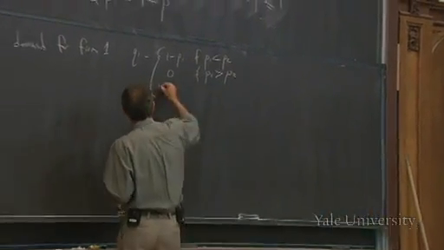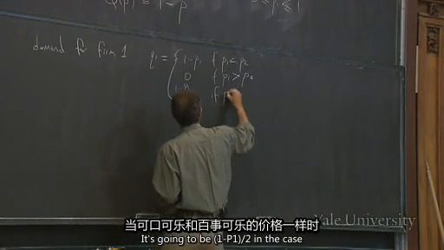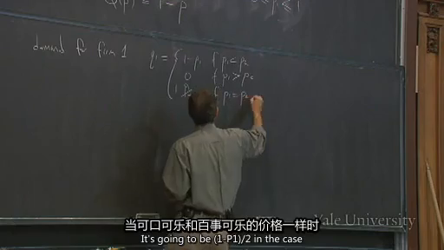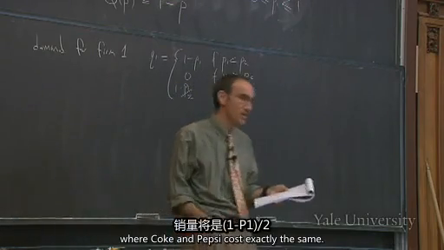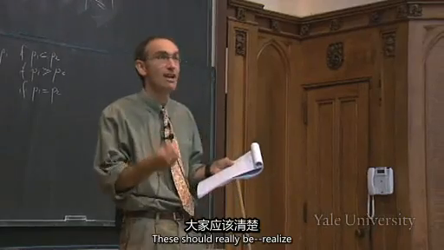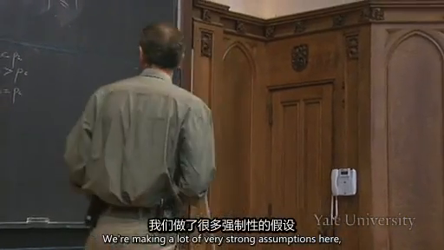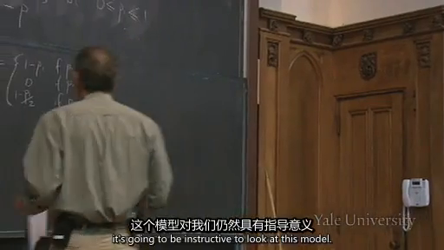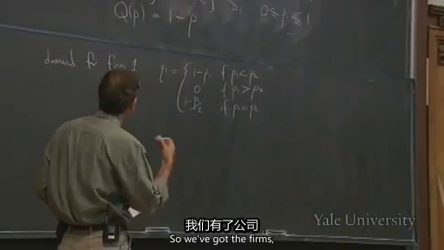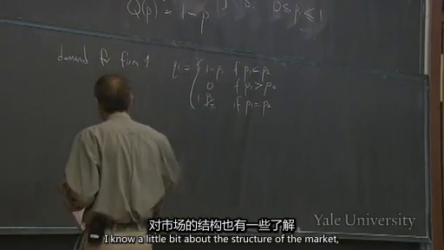And it's going to be (1 minus P1) over 2 in the case where Coke and Pepsi cost exactly the same. You should already be realizing this is not exactly realistic. We're making a lot of very strong assumptions here. But nevertheless, it's going to be instructive to look at this model. So I've got the firms, they're the players, I know what their strategies are, I know a little bit about the structure of the market, I still need to tell you what payoffs are.